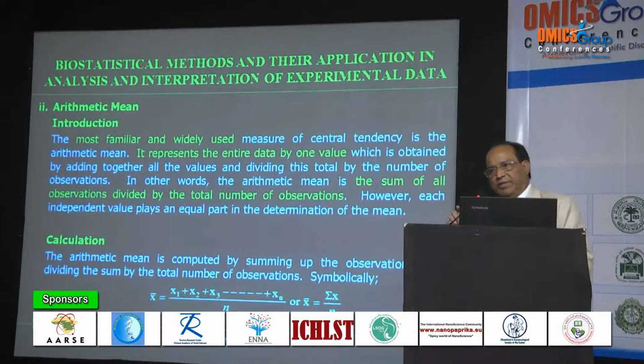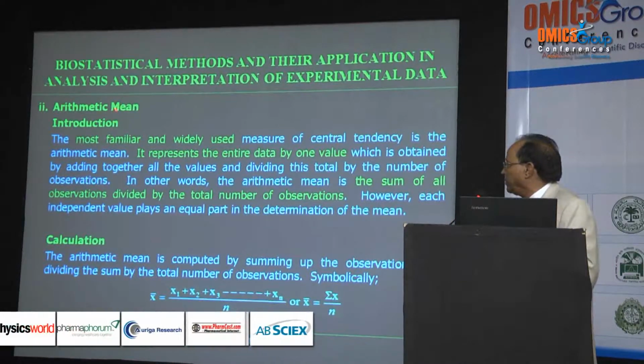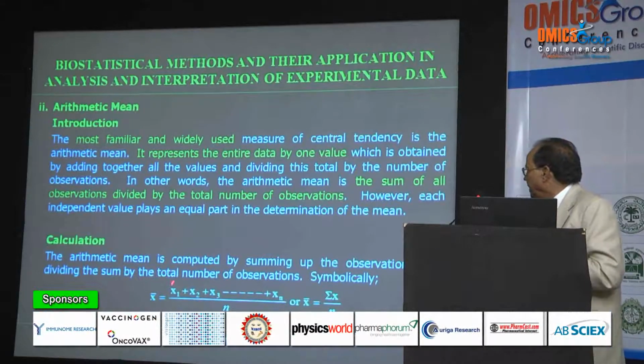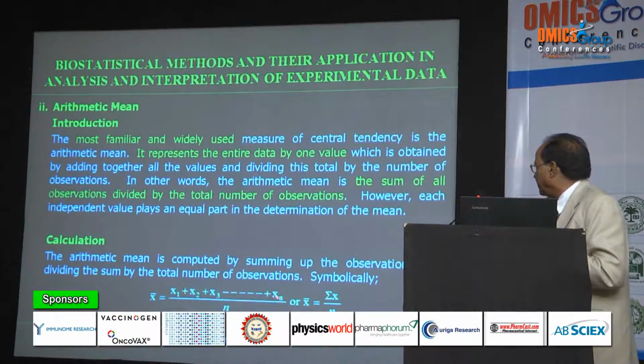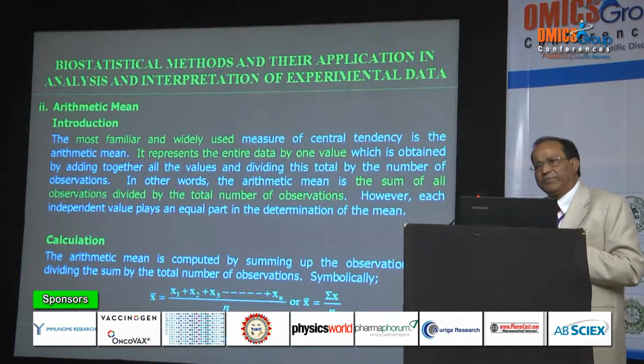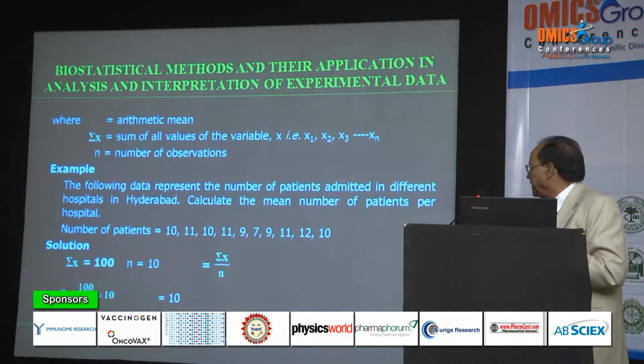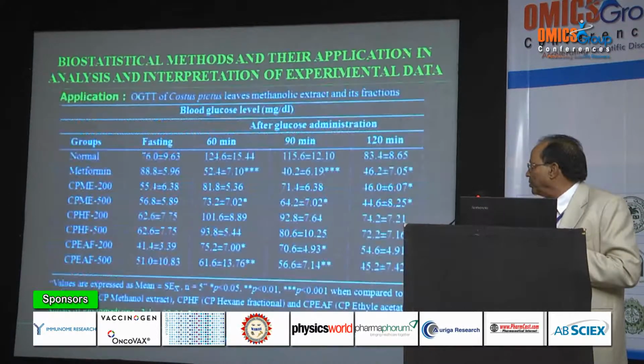arithmetic mean. Now our talk will start from this part, because this is where we are talking about the calculations. This is a very simple calculation where we sum up all the observations and divide by the number of observations. You can get the mean. There is nothing new to talk about here.